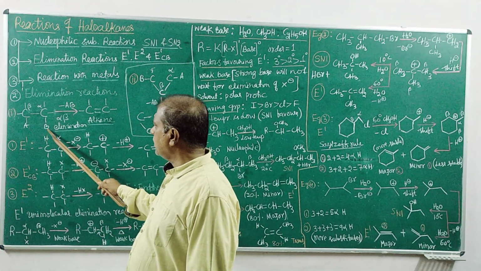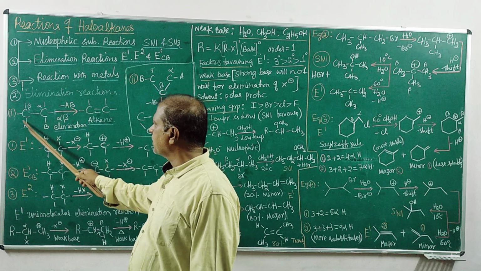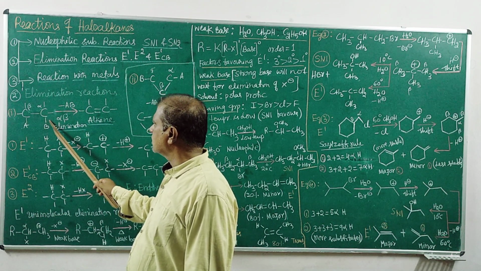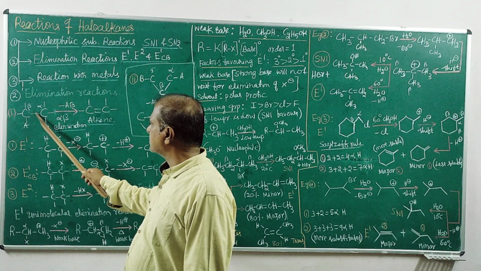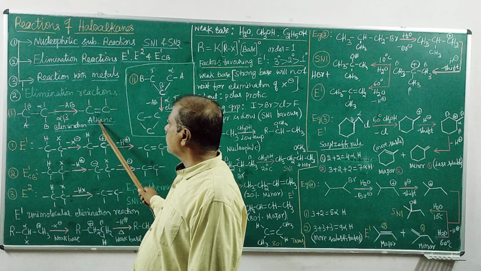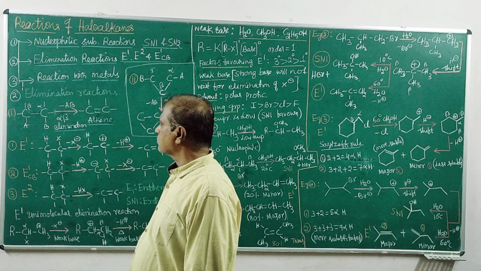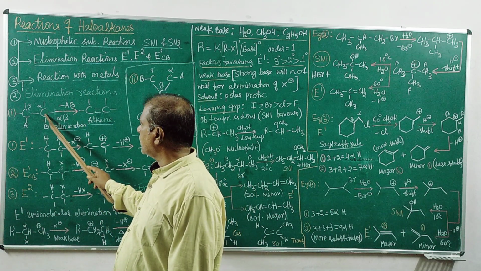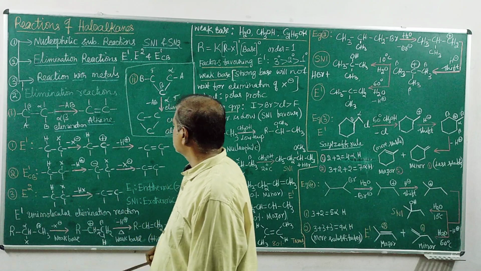A and B are eliminated as an AB molecule, that is, a chemical bond breaks, then a new chemical bond forms. These two are sigma bonds, and between the two carbon atoms, sigma is there, and the next bond is pi bond formation, that is alkene formation. It is known as alpha beta elimination. The two adjacent carbon atoms are named, one is alpha, the other is beta.